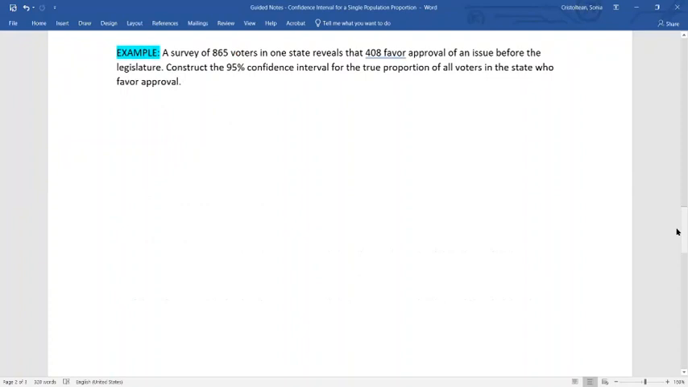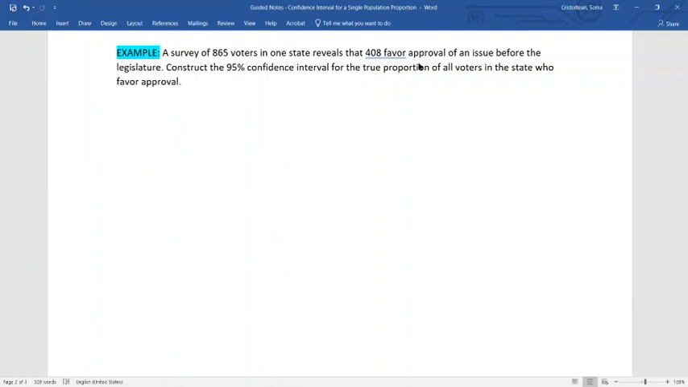A survey of 865 voters in one state reveals that 408 favor approval of an issue before the legislature. Construct a 95% confidence interval for the true proportion of all voters in the state for approval.